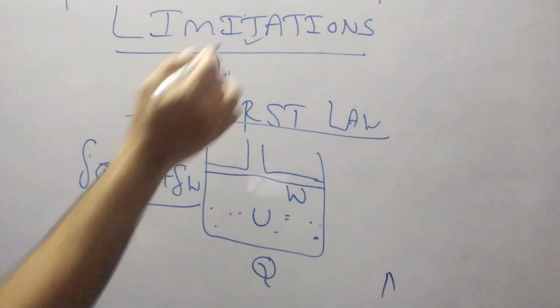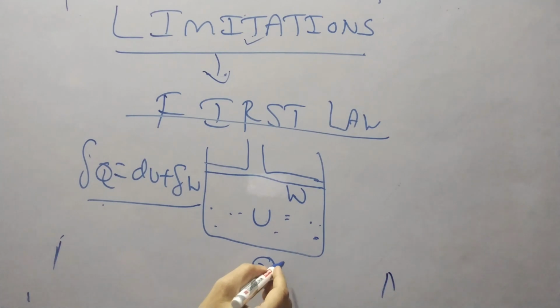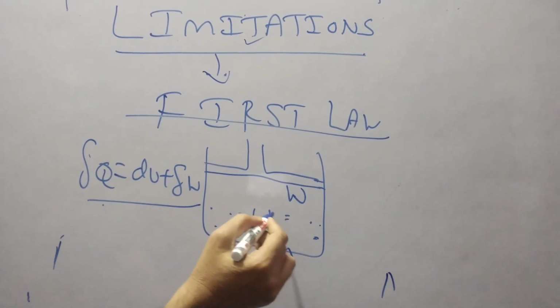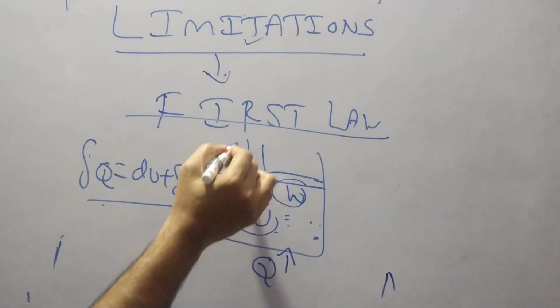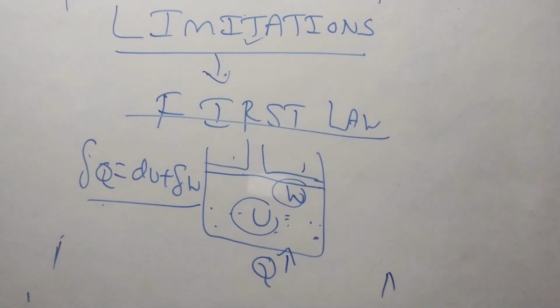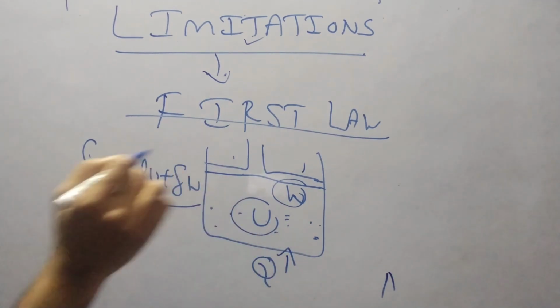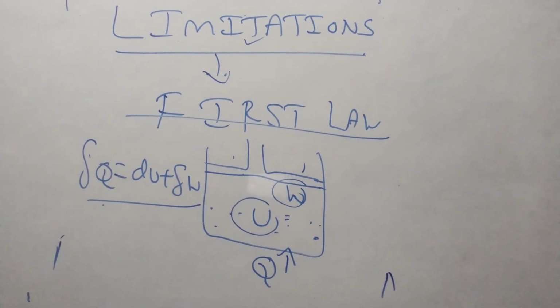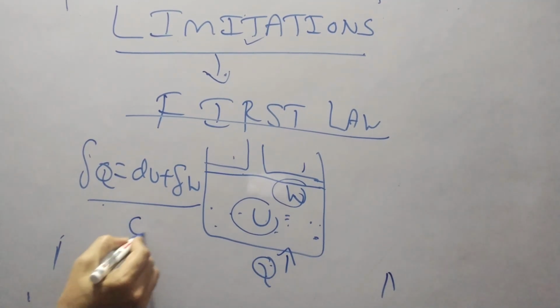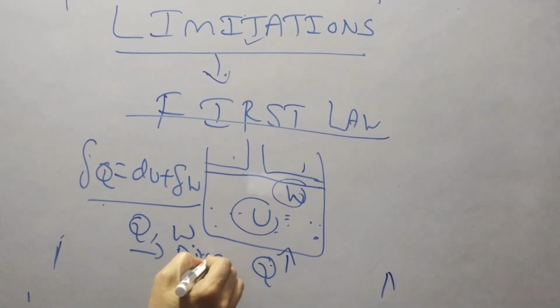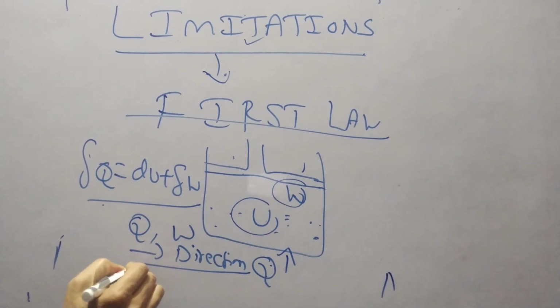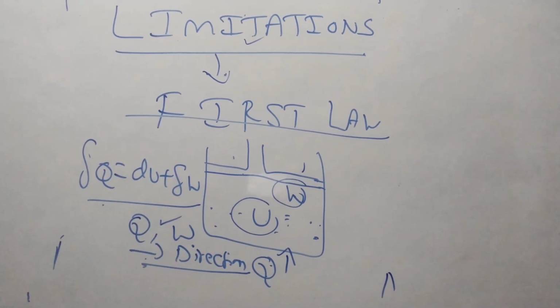So here we are discussing the limitation. We are supplying heat here, because of that there is a rise in temperature, and work is done by the system so that the piston moves upward. That is the law of conservation of energy. Here the limitation is that we don't know the flow of heat or work, in which direction. So direction is not defined here. That is the limitation: the direction of Q and W is not defined in the first law.